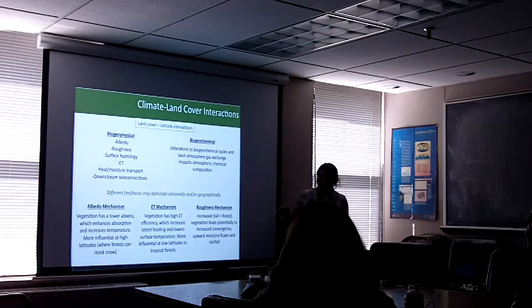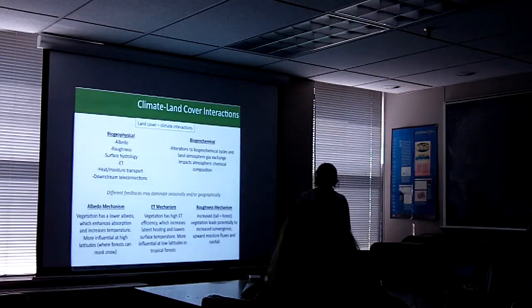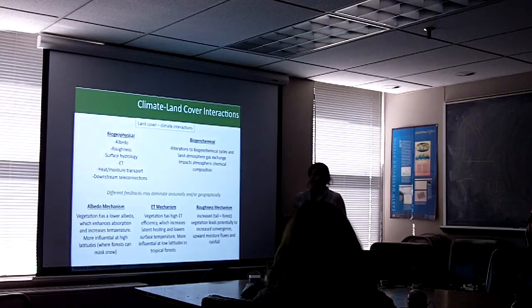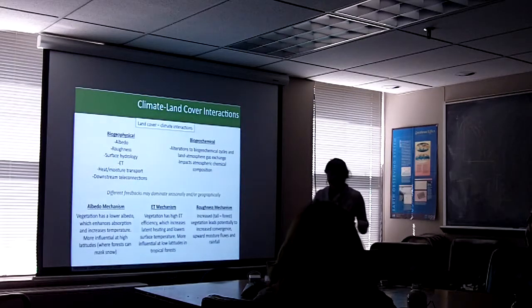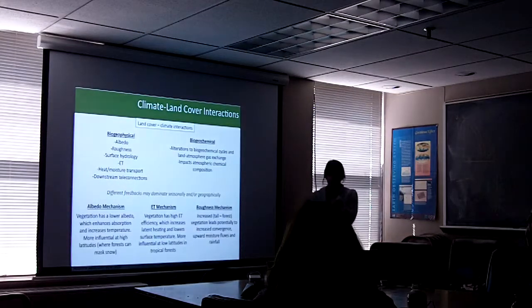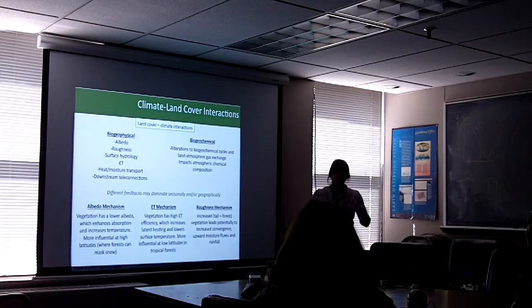The next category is the biogeophysical category, which is much more uncertain depending upon the location. So we consider albedo, the height of the vegetation, and roughness. We consider interactions with surface hydrology, evapotranspiration, surface energy and moisture fluxes and transport, and also downstream teleconnections, which I'll come back to, which is an emphasis for me. Now, these feedbacks interact with each other quite a bit, and how they dominate changes seasonally and geographically.